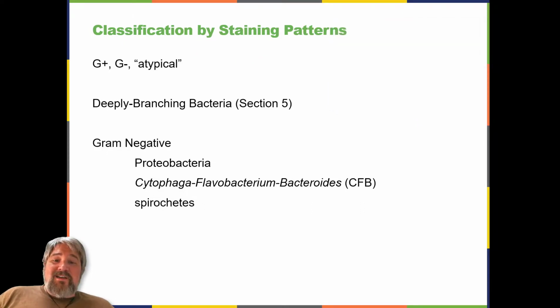More recently, scientists have begun to further classify gram-negative and gram-positive bacteria. They have added a special group of deeply branching bacteria based on a combination of physiological, biochemical, and genetic features. They also now further classify gram-negative bacteria into proteobacteria, Cytophaga, Flavobacterium, Bacteroides, CFB, and spirochetes.